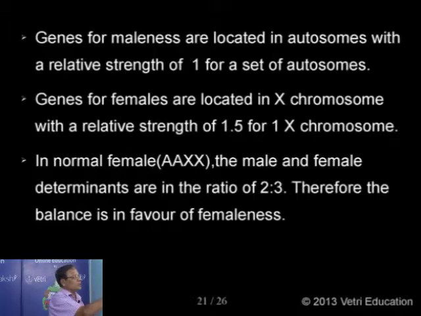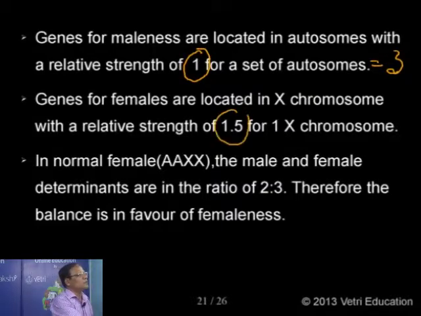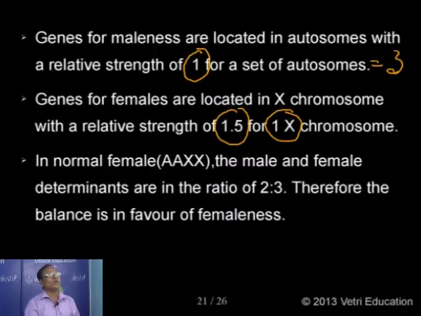And he calculated the relative strength one for a set of autosomes, that is equal to 3 autosomes. We also calculated that the genes for maleness are located in the autosomes and their relative strength together is one for 3 autosomes or one set of autosomes. And the genes for femaleness are located in X chromosomes with the relative strength of 1.5. This is for one X chromosome. And that one is for one set of autosomes that is equal to 3. For 3 autosomes, the relative strength is 1. And again, for one X chromosome, the relative strength is 1.5.